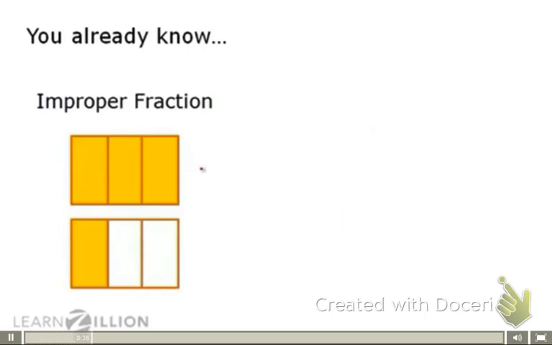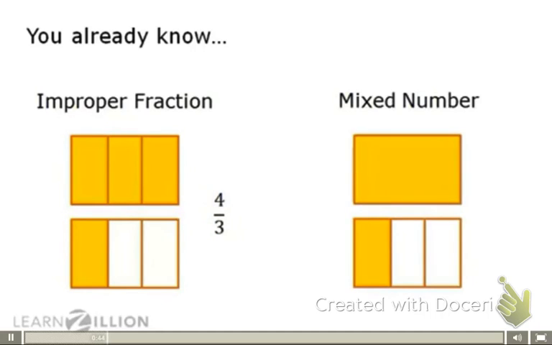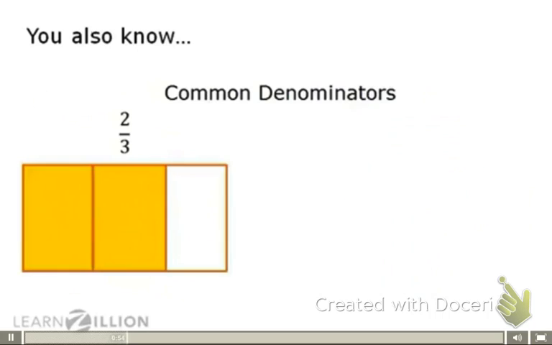If I had the fraction 4 thirds, this would not be a proper fraction because the numerator is bigger than the denominator. This 4 thirds can be converted into 1 and 1/3. This is a mixed number because it has a whole number part as well as a fractional part. You also know about common denominators. Common denominators just means that denominators in 2 or more fractions are the same.